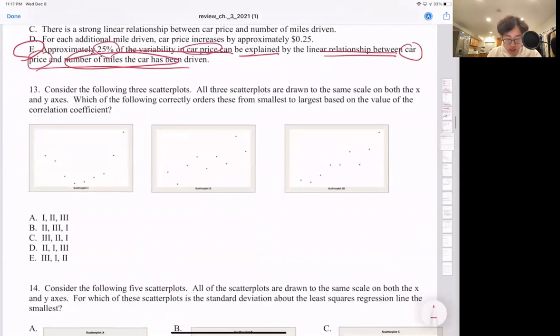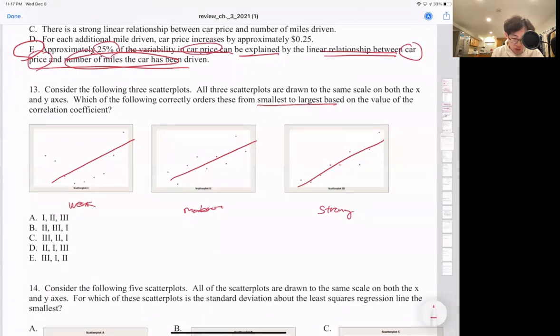Number 13, consider the following. Okay, so this one was really easy. You just kind of draw the best line of fit for these three. This is very strong. This is moderate. And this is weak, like it's super duper weak. So from the smallest to largest should be 1, 2, 3. So it should be A for 13.